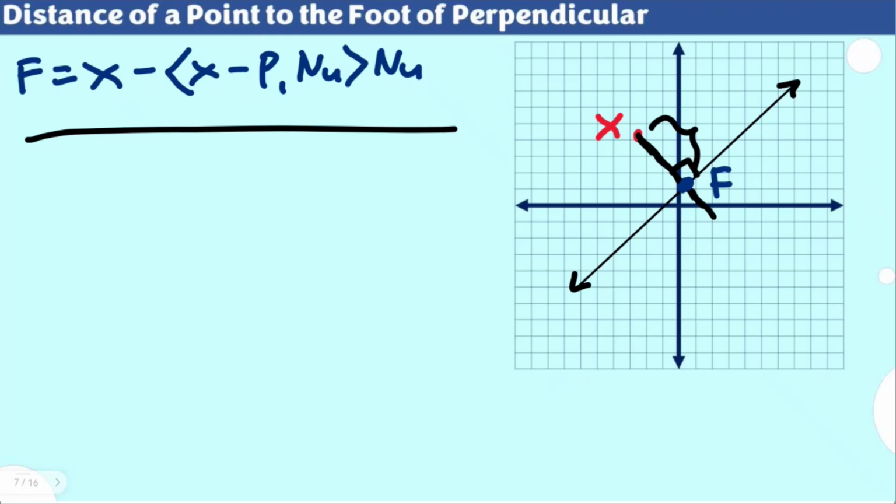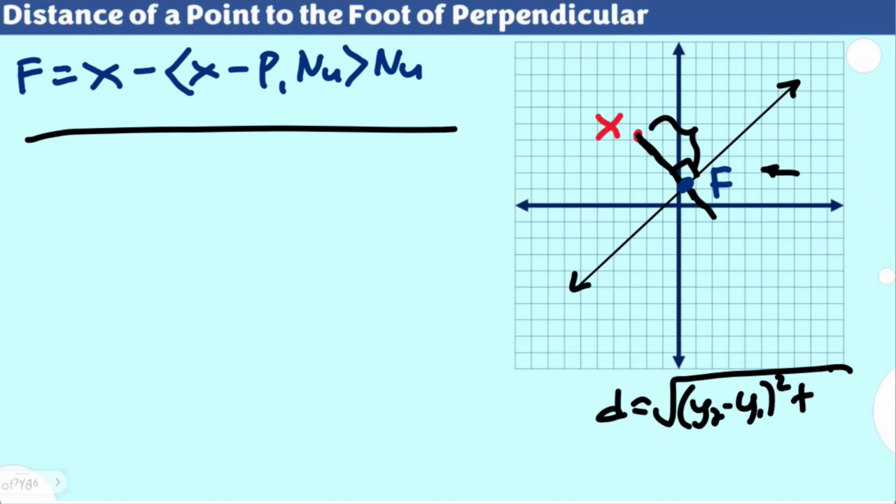Of course, in our high school years, what we usually do is this. Once we identify the foot, we actually solve for the distance of X and F using the distance formula. We know this is our distance formula in our high school years, right? Y sub 2 minus Y sub 1, plus X sub 2 minus X sub 1, the square of that. That's the distance in our high school years.